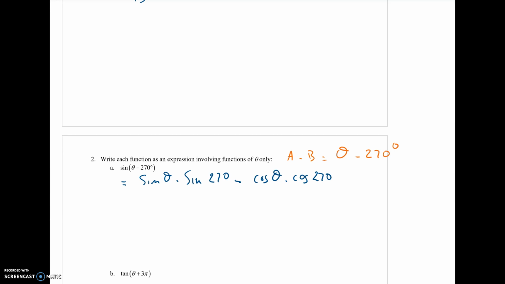Sin 270 degrees equals -1, so I end up with sine of the angle multiplied by -1 minus cos theta multiplied by 0, because the cosine of 270 degrees is 0, and therefore the answer of sin(theta - 270 degrees) is equal to negative sin theta.